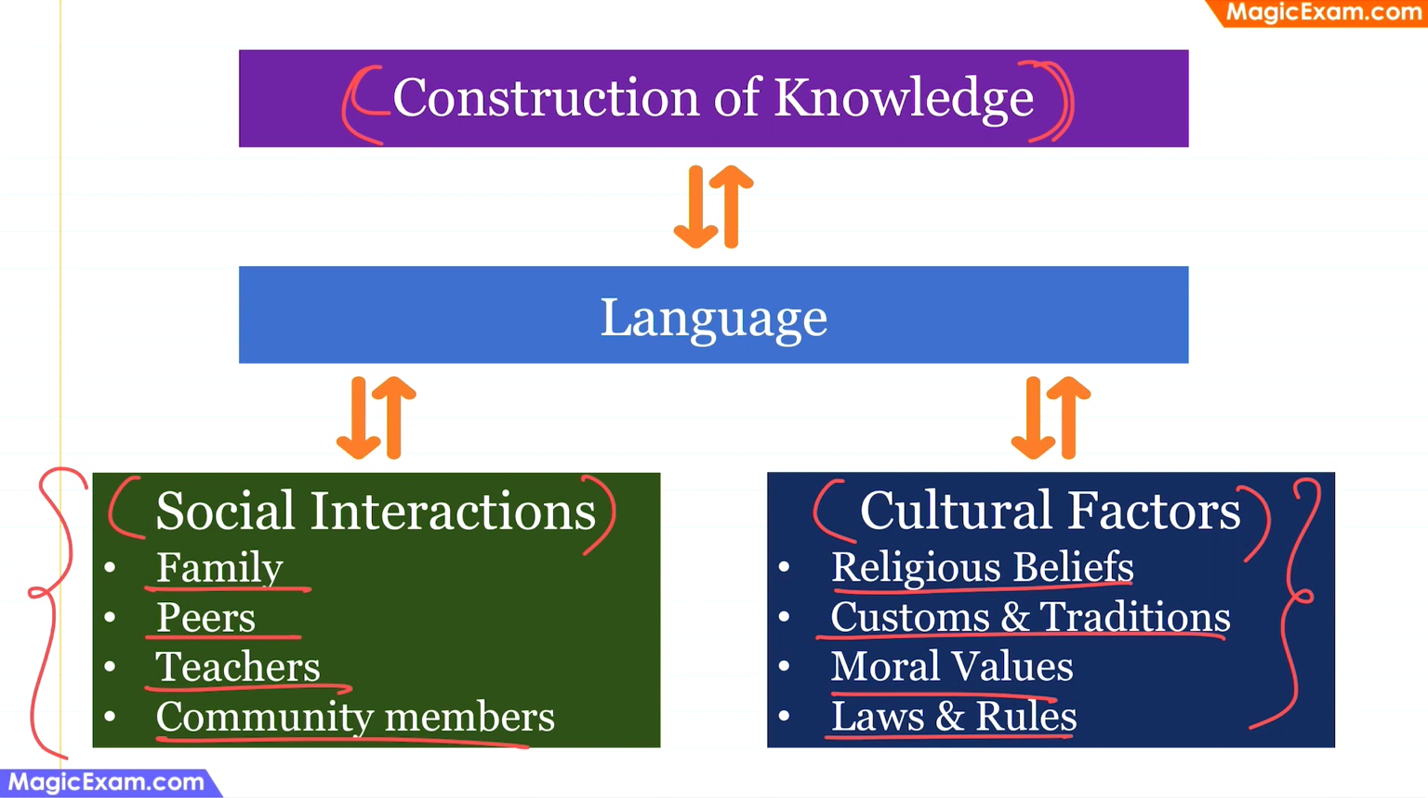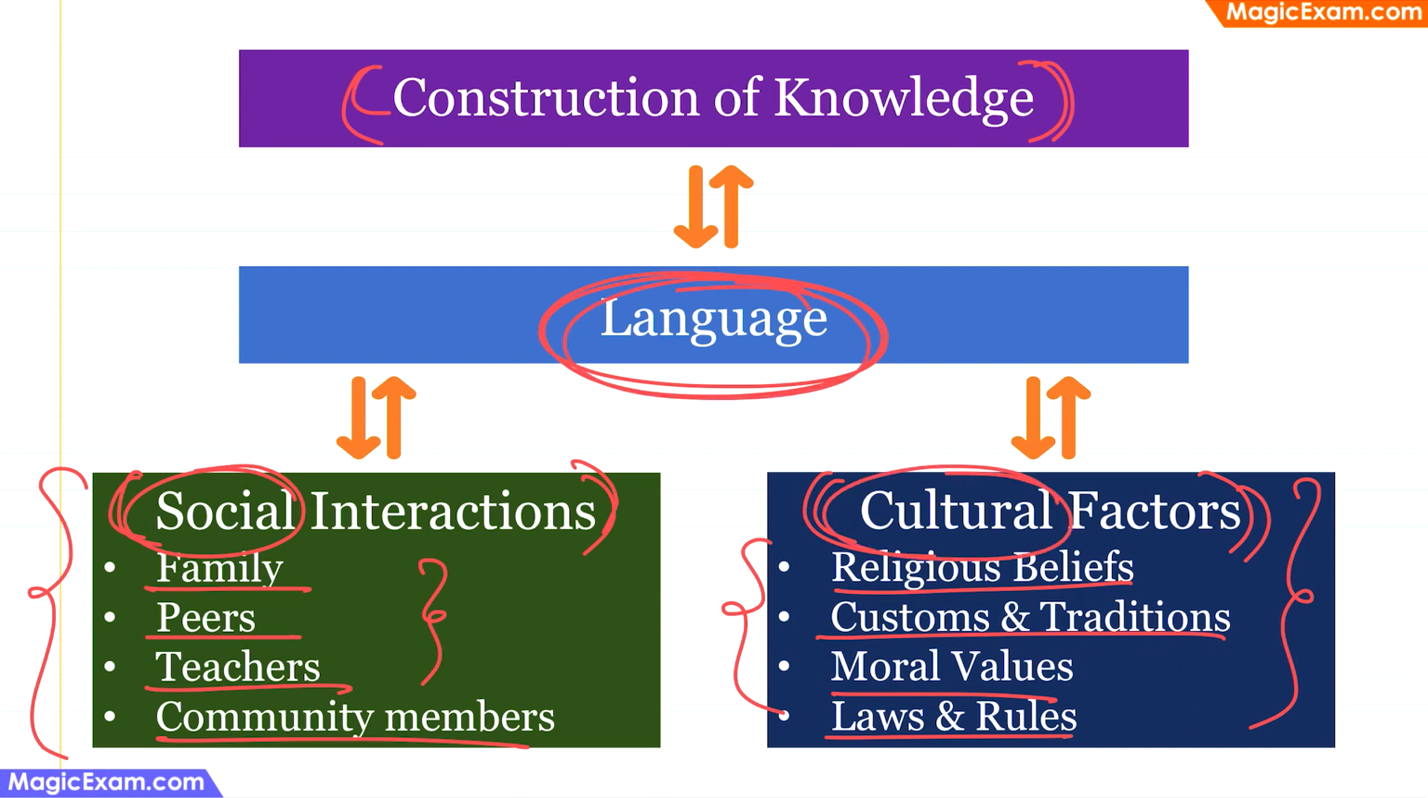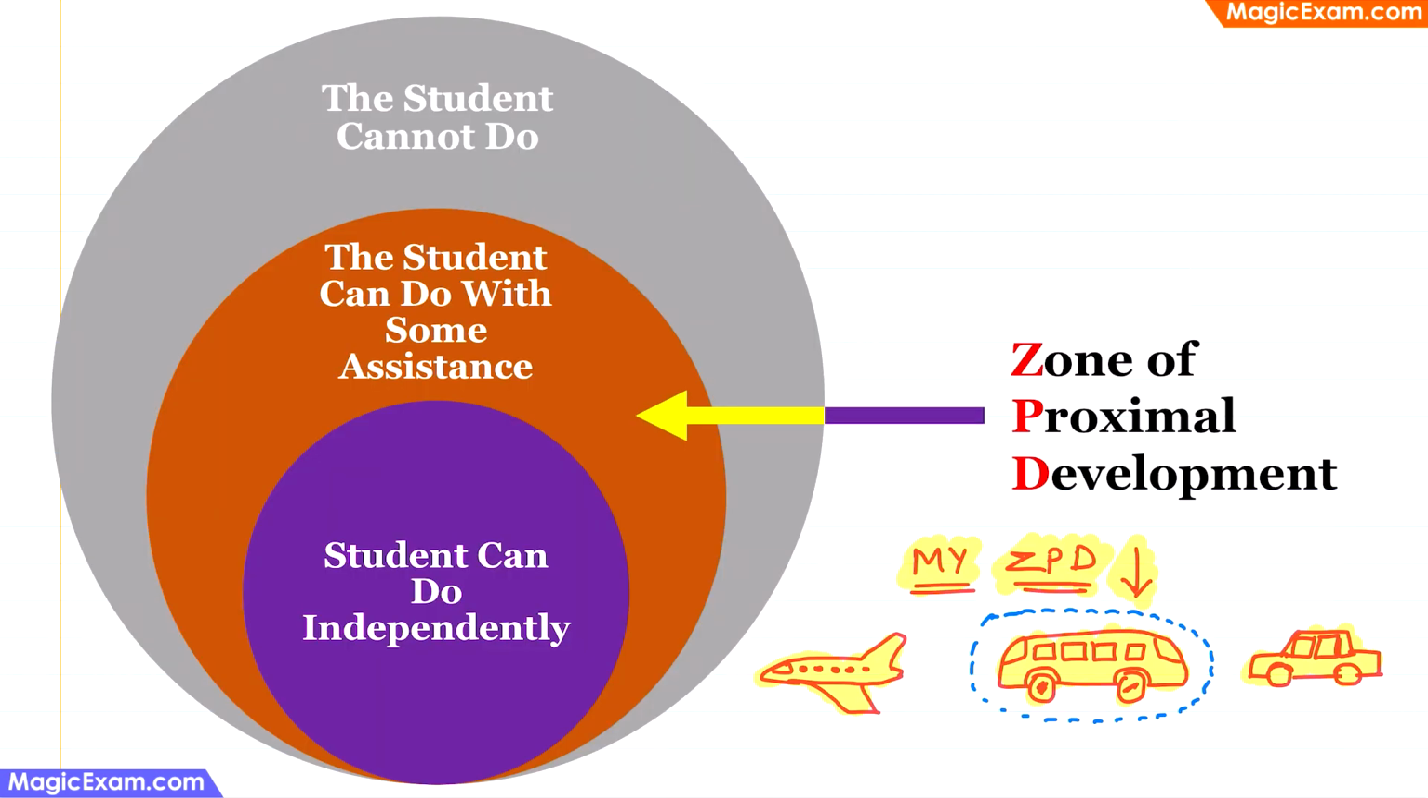Now, how does the child receive the information through these social interactions and cultural factors? That is where language becomes the tool or the means of interaction with various members of the family, and also to understand these various cultural factors and get information from there. Therefore, these three concepts, that is social factors, cultural factors and language, are very, very important in the construction of knowledge. So you have to remember these three words because a lot of questions can be answered using this very basic concept.